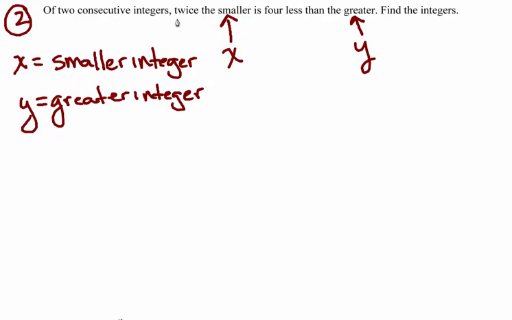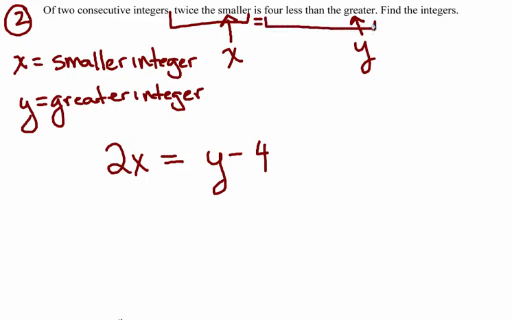Okay, and our information says twice the smaller. 2 times the smaller is, okay, is our equal sign, is 4 less than the greater. So we take the greater and we take 4 less than it. So twice the smaller is 4 less than the greater.